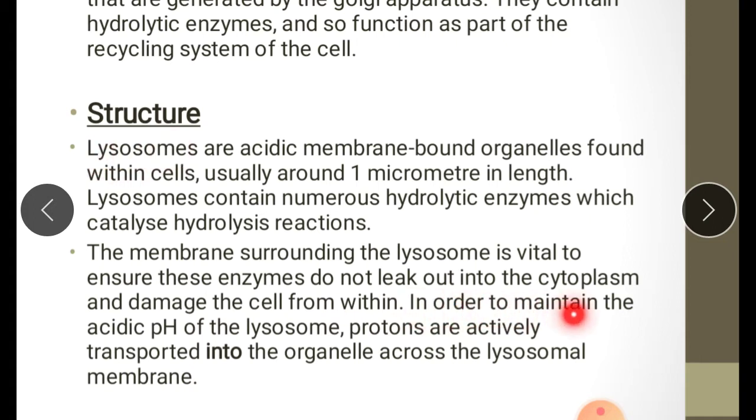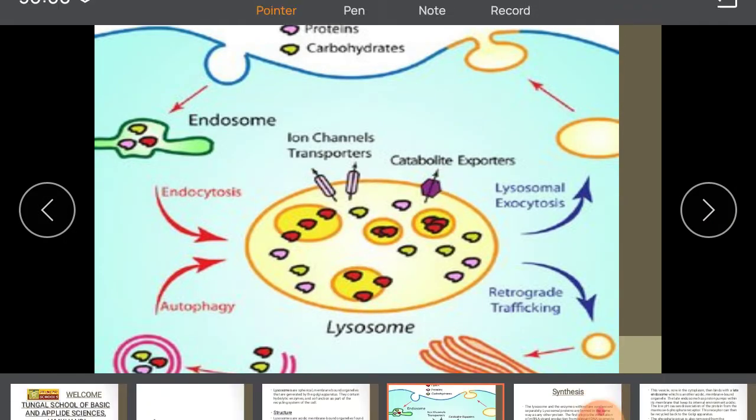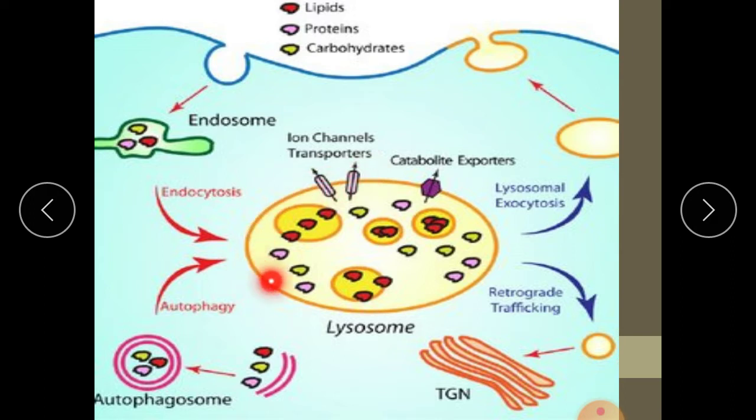In order to maintain the acidic pH of the lysosome, protons are actively transported into the organelle across the lysosomal membrane. See here, this is the lysosomal membrane. So ion channels are there. Protons are continuously being pumped into the lysosomes so that the internal environment of the lysosome is acidic, with pH lower than 7.